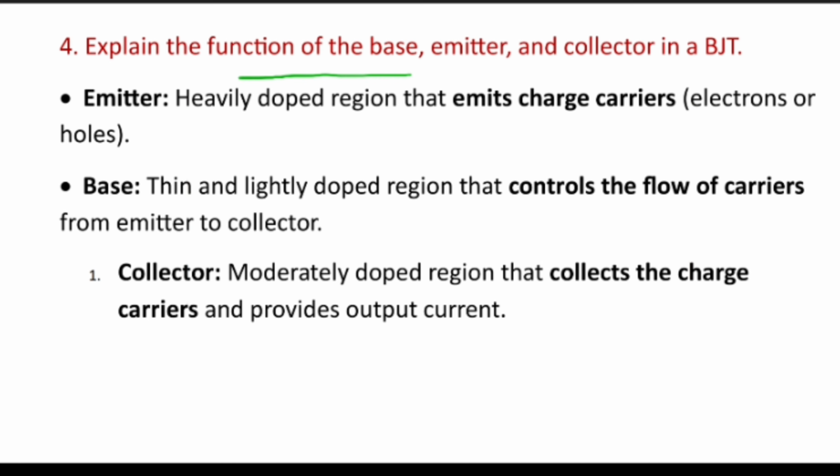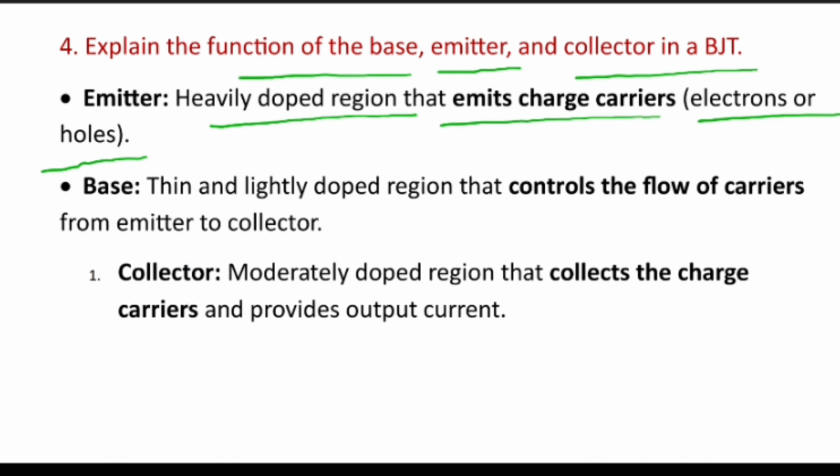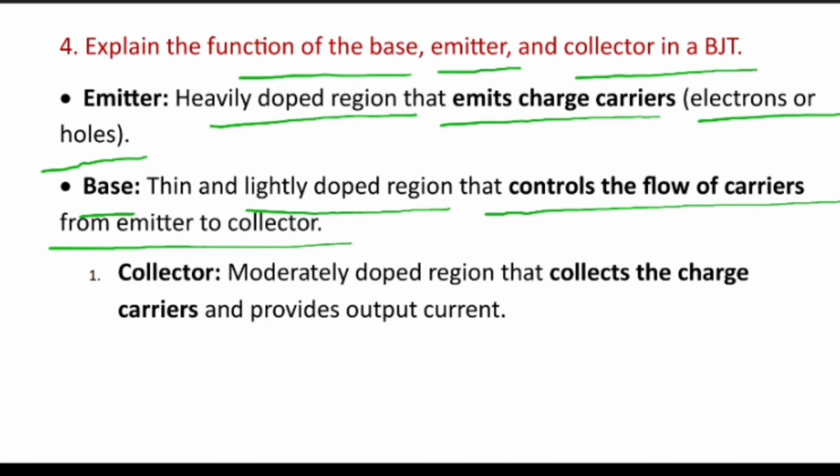Next, explain the function of base, emitter, collector in a BJT transistor. So the emitter is a heavily doped region that emits charge carriers, that means electrons or holes. Coming to the base, it is a thin and lightly doped region that controls the flow of carriers from emitter to collector. Coming to the collector, it is a moderately doped region that collects the charge carriers and provides an output current.